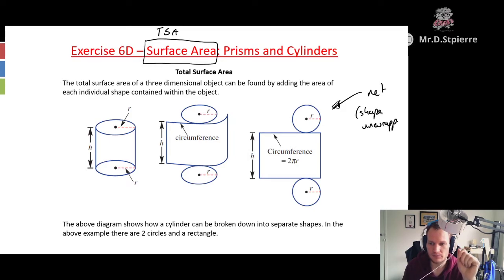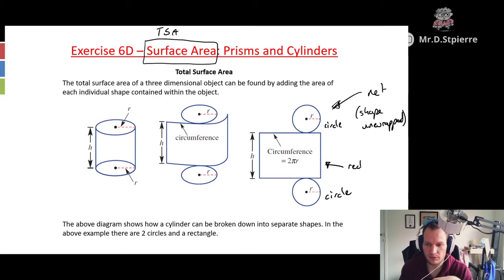A net is a shape unwrapped. We've got this net, which ends up being two circles. So we've got a circle down there, a circle there, and we also have a rectangle. And the key part of the cylinder, and where this is going, is we're building a formula that'll tell us the TSA, the total surface area of any cylinder. The length of the rectangle is that length there. So that's why we have this arrow pointing to the wrap.